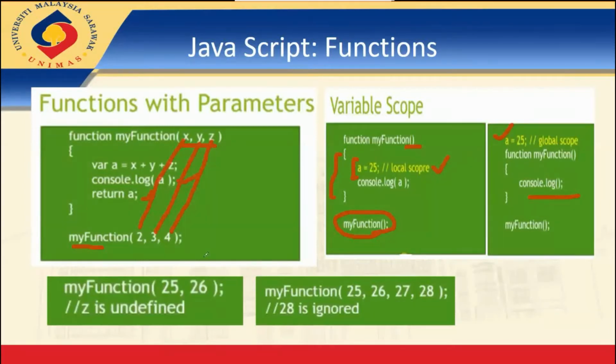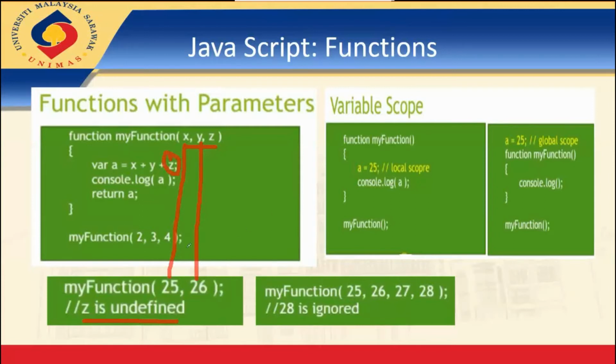Now one important point here: if the function needs three parameters and you send two, the first argument goes to this, the second one goes to this, the third one is missing. So you will get an error message, z is undefined, because here we are using z in the calculation and it doesn't have any value. So try to take care of such types of mistakes.